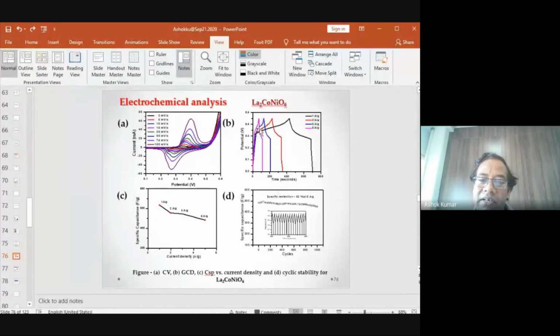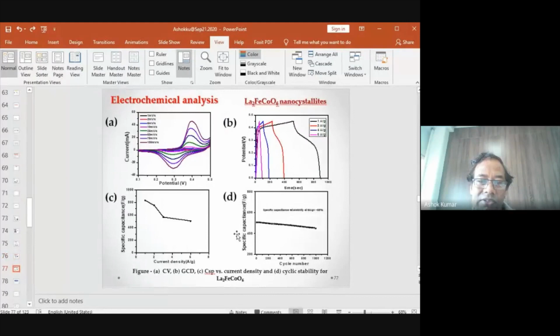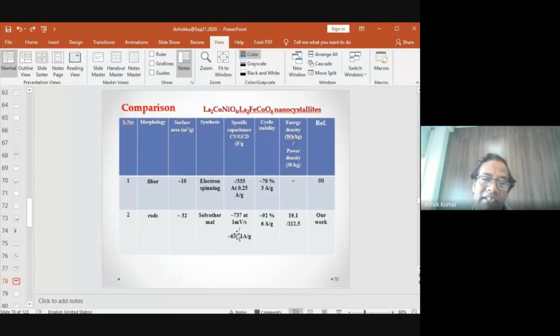This gives again the data, where you have the specific capacitance and stability that can be determined. So this is again for the second compound, and then if you compare this for this particular study we did, you can see this is the reference and this is our work. Some of the data is not available, but you can see for these two compounds we studied, stability is very good. And surface area is also better than the previous one, and that's the reason specific capacitance is high in these particular cases.